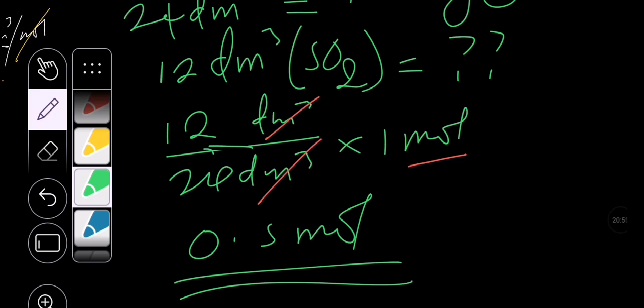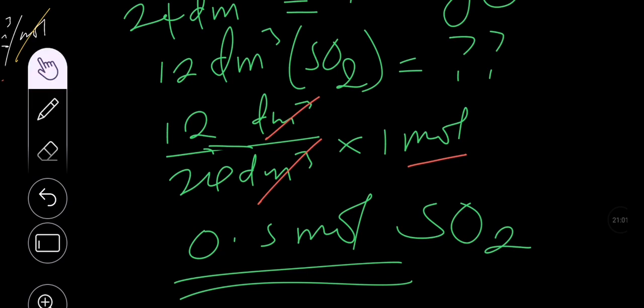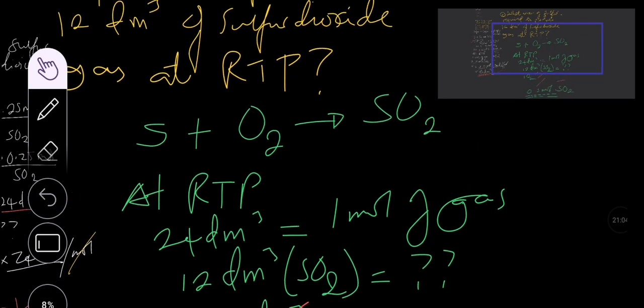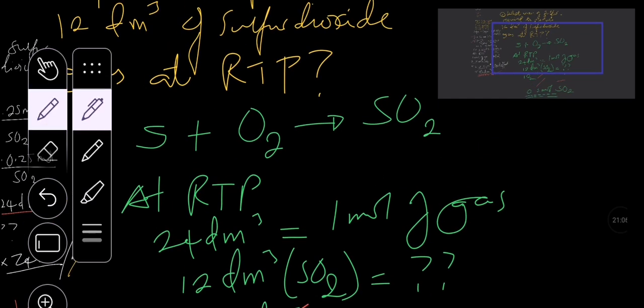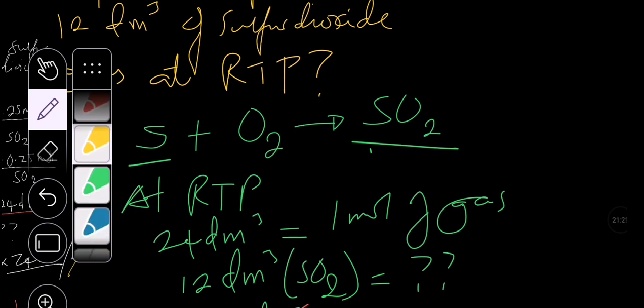But this is not the final answer, because these are just moles of sulfur dioxide. Since we have found the number of moles of our sulfur dioxide, it means we can also find the number of moles of sulfur. And then from this number of moles, we can find the mass of sulfur. How? By using the relationship in the equation.